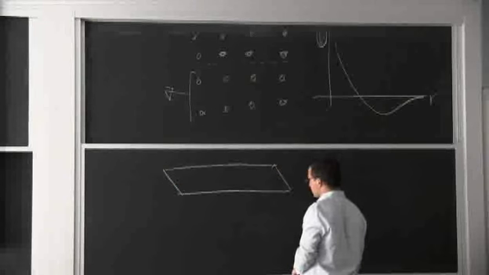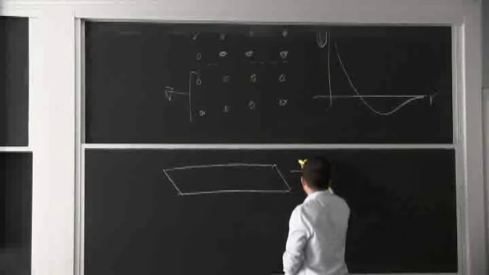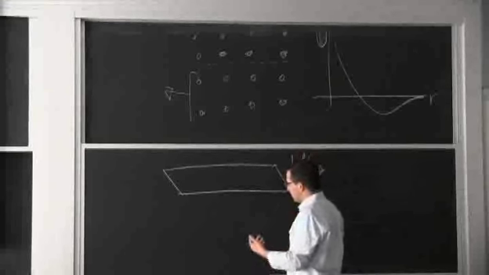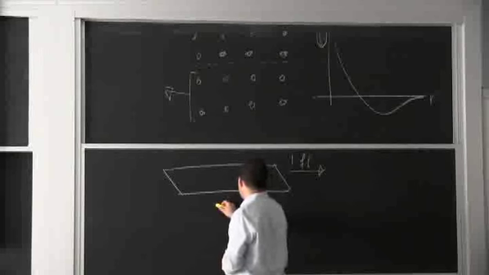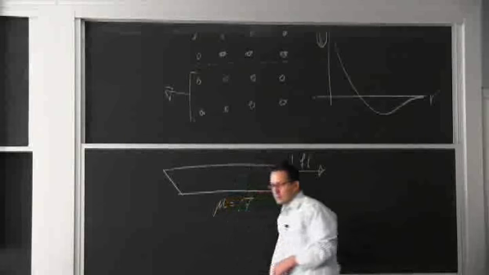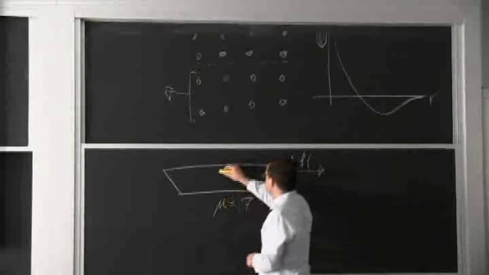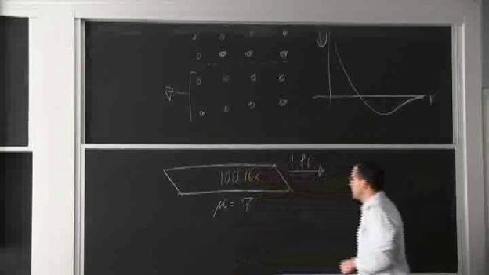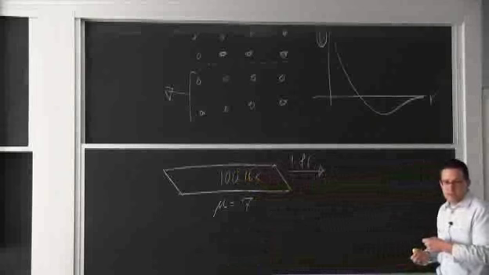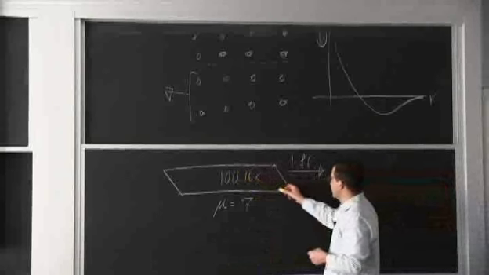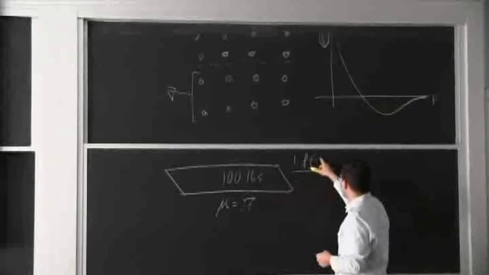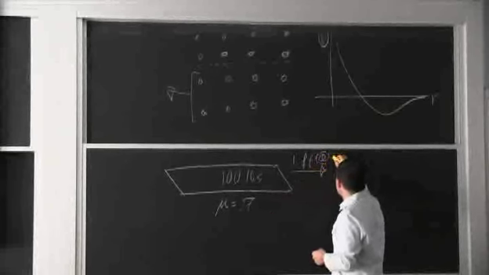I want to put on it 1 foot. And I said it's rubber, so I got a friction coefficient. I'm going to say 0.7 with the floor. And it's a very heavy one, so 100 pounds. So if I decide to pull on it, the force that's going to take is approximately 70 pounds. For 1 foot at 70 pounds.